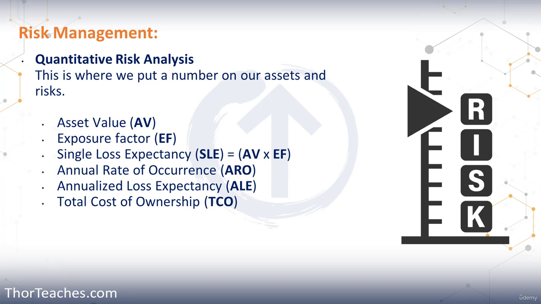Then we look at the annualized loss expectancy. What does this cost us every year if we don't do anything, if we don't have any mitigation? And then finally, TCO, total cost of ownership. What does the mitigation cost us, both upfront and ongoing cost, if we're going to incur anything that is reoccurring?